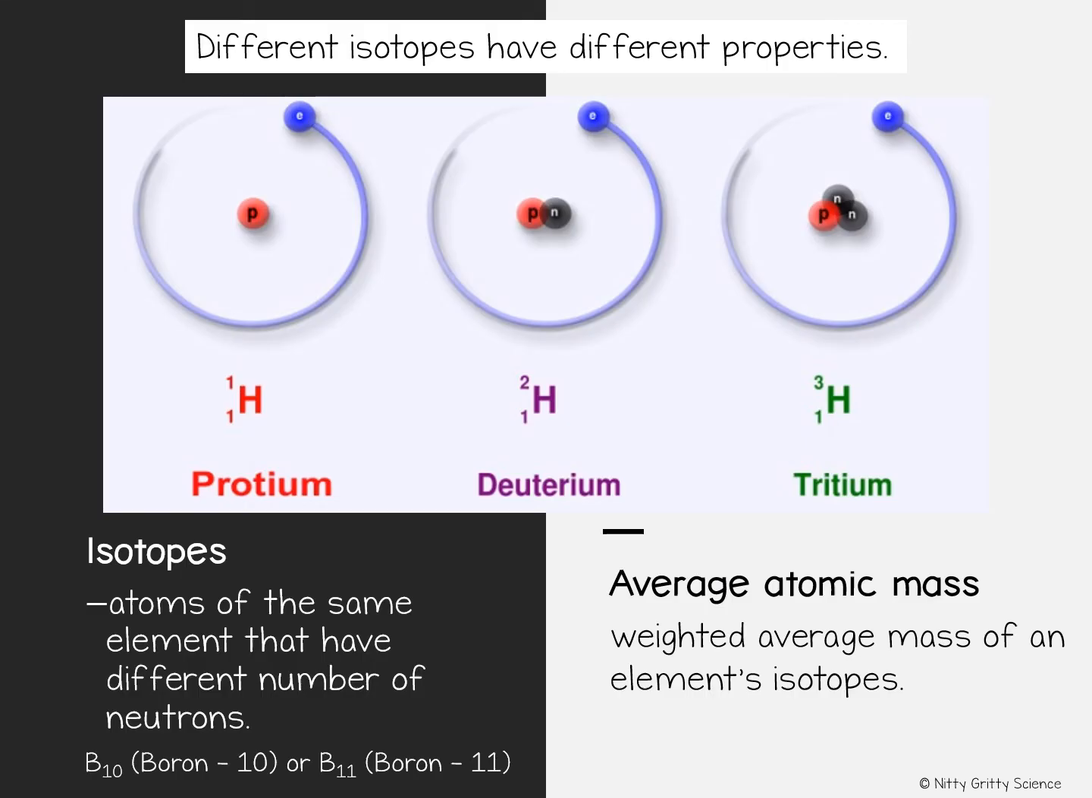Now, while atoms of the same element have the same number of protons, the number of neutrons can vary. Atoms of the same element that have different numbers of neutrons are called isotopes. For example, 4 out of 5 atoms of boron are boron 11, and 1 out of 5 is boron 10. The average atomic mass that you see on the periodic table is actually the average weight of all the isotopes of a single element.